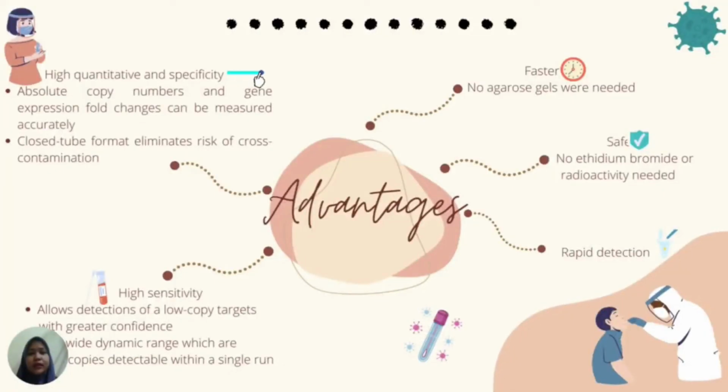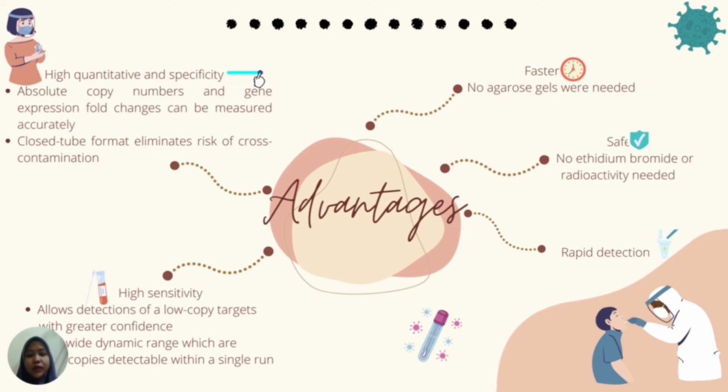The advantages of using RT-PCR technique are: the first one is high quantitative accuracy and specificity. Absolute copy number and gene expression fold changes can be measured accurately. Closed tube format eliminates risk of cross-contamination. Second one is high sensitivity. It allows detection of a low copy target with greater confidence and very wide dynamic range, which are 1 to 10 copies detectable within a single run.